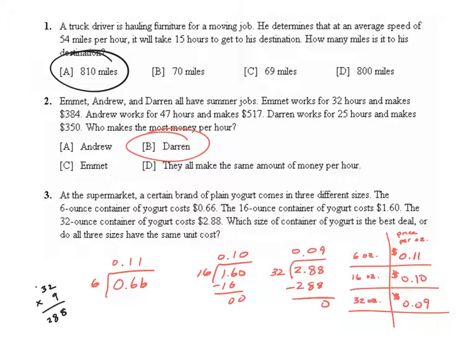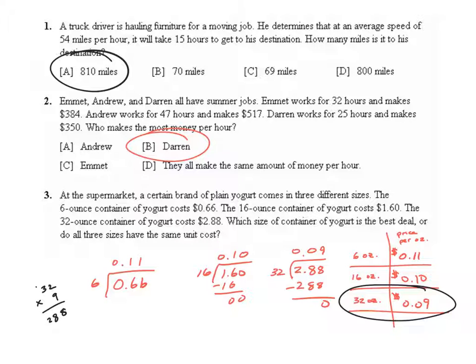We want to know which size container of yogurt is the best deal. The one that's the best deal is going to be the container that is the cheapest price per ounce, which happens to be the 32 ounce container. Notice that it is not the cheapest one to purchase. The cheapest one to purchase is the 6 ounce container, but it is actually the most expensive per ounce.